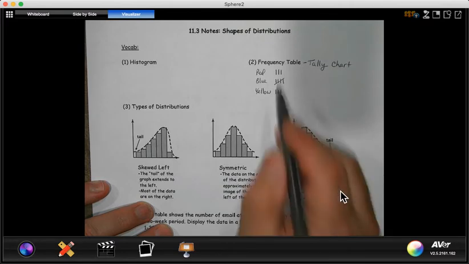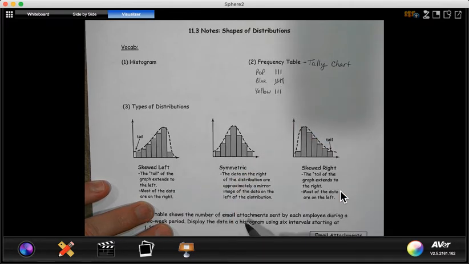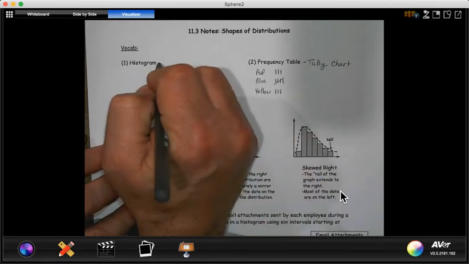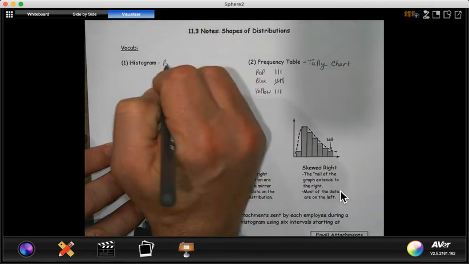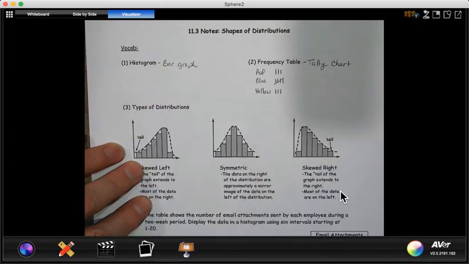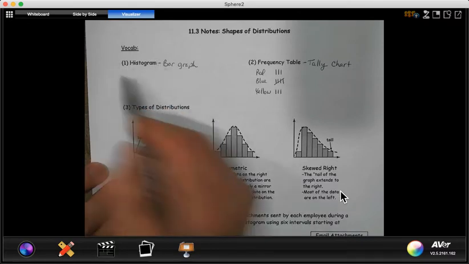So there's 3 reds, 5 blues, 3 yellows. That's called a tally chart. Okay? And then you turn your tally chart into a bar graph. So a bar graph looks like this. Okay? So that's called a histogram.